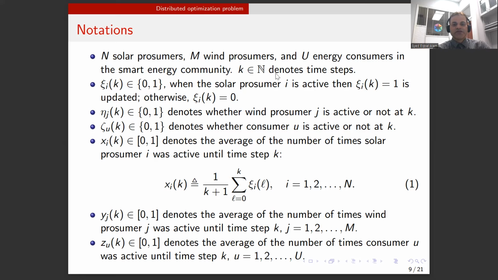x_ik denotes the average of the number of times solar prosumer i was active in producing energy until time step k.